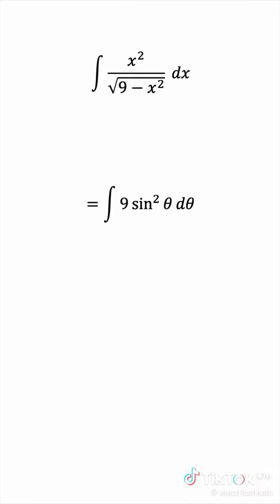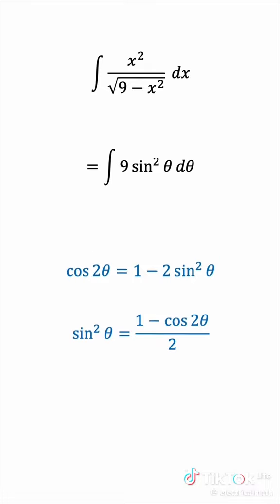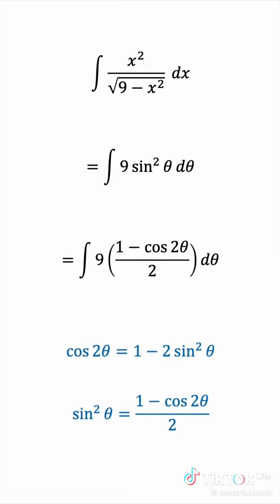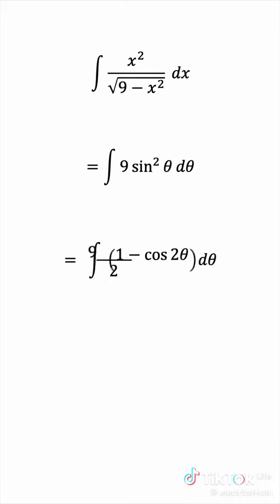To integrate sine squared, we'll have to use the double angle identity for cosine. Substituting, the integral becomes the following. Now, 9 over 2 is just a constant, so we can take it outside the integral. And the antiderivative is now very easy to find.